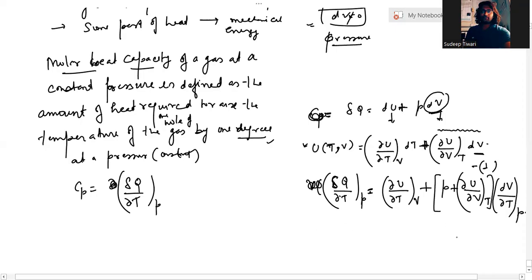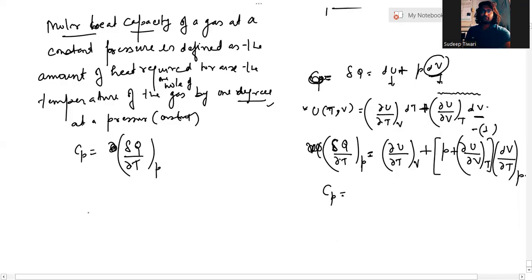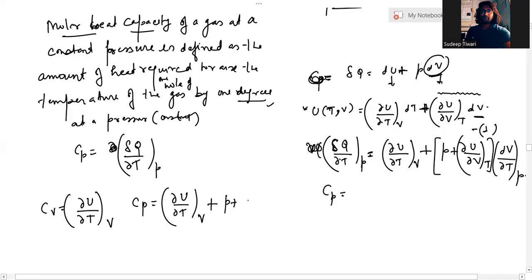So I think this is something that I know, and this is my Cp. So what is my Cp? I'll write it here on the other side. Cv I already know: Cv is del U by del T at a constant volume, while Cp is del U by del T at a constant volume plus P plus del U by del V at a constant temperature, times del V by del T at a constant pressure. Okay, so this is something that one must know.